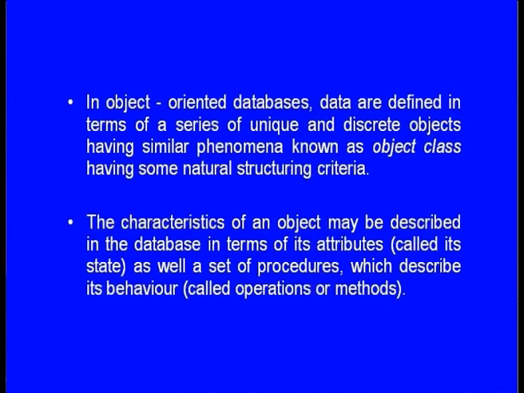In object oriented databases, data are defined in terms of a series of unique and discrete objects having similar phenomena, such as an object class, having some natural structuring criteria. The characteristics of an object may be described in the database in terms of its attributes, called its state, as well as a set of procedures which describe its behavior, called operations or methods.